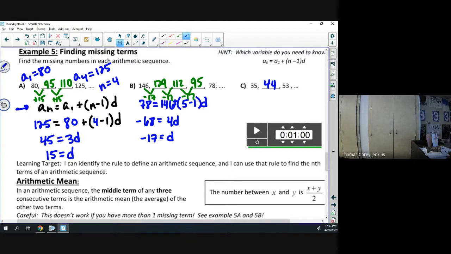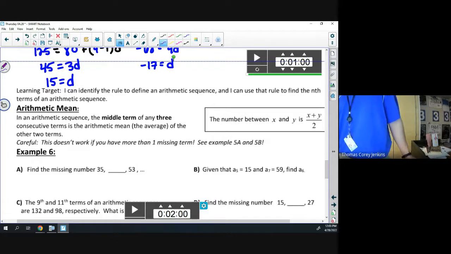It's actually the thing we're about to learn. So 44 is actually the average of those two numbers. So if you're finding one missing term, or if you look at B, 112 would be the average of these two. That's how you can find the direct middle of two numbers. So that's all the last example is about.